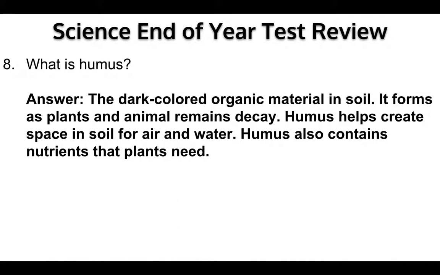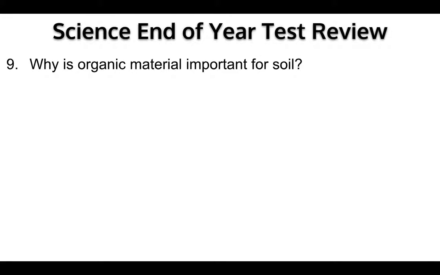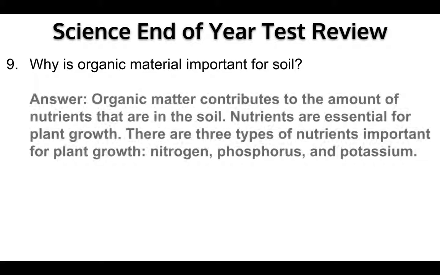All right, humus. Humus is a dark-colored organic material in soil. It forms as plants and animal remains decay. Humus helps create space in soil for air and water. Humus also contains nutrients that plants need. Very, very important.